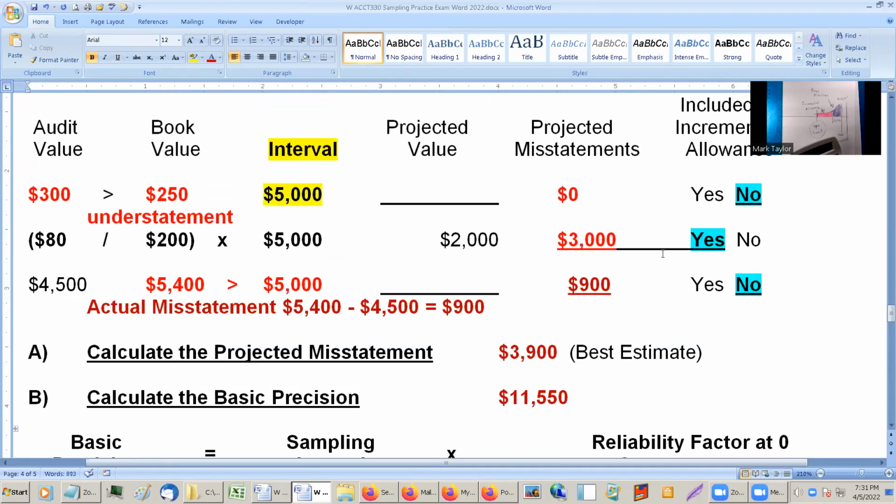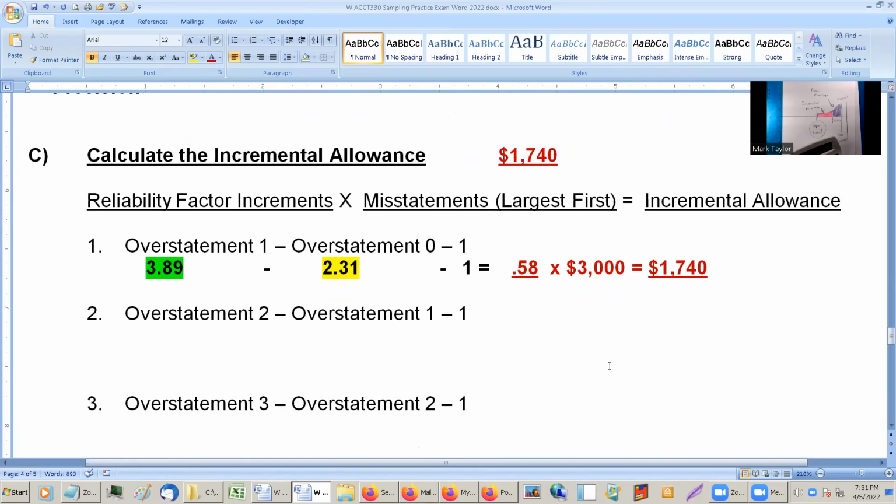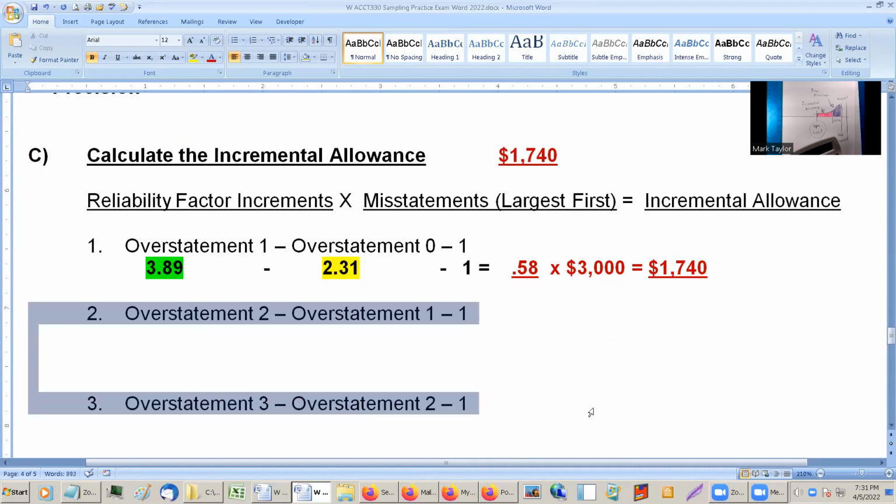And by the way, the projected balance being 0 wouldn't matter, because if you took 0 times anything, it wouldn't matter down here. So anyway, we don't need these other two.